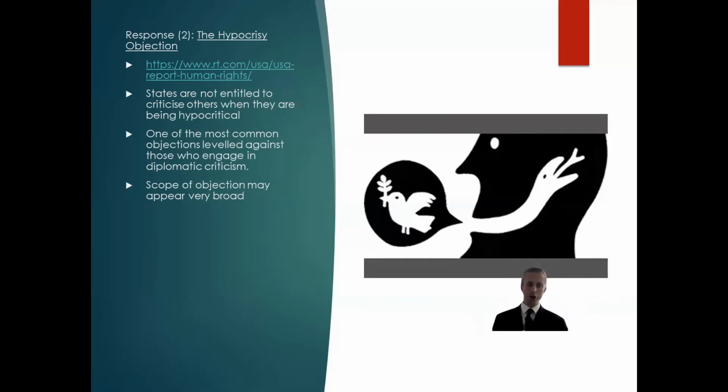The second objection to the duty to criticize is that states are not entitled to criticize others in many cases. And this is in particular when they're being hypocritical. That is to say, when states have previously engaged in the same practice or a similar practice, they lose their entitlement to be able to criticize others for engaging in this practice.